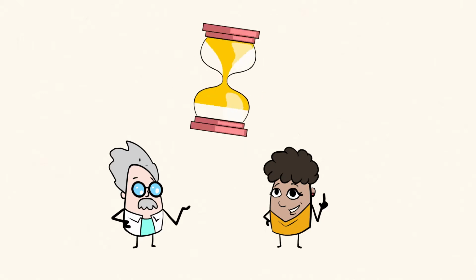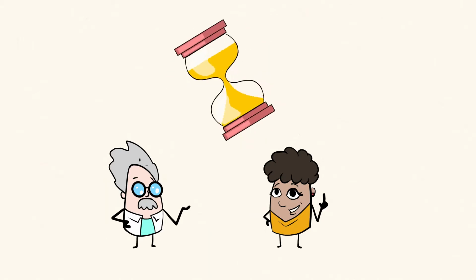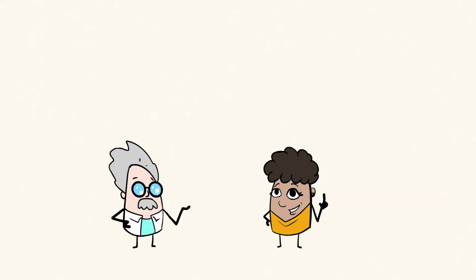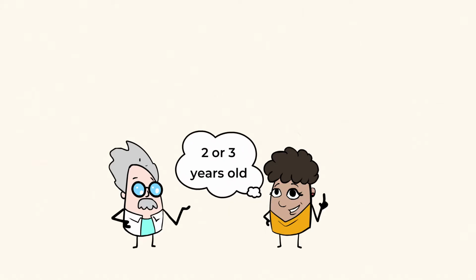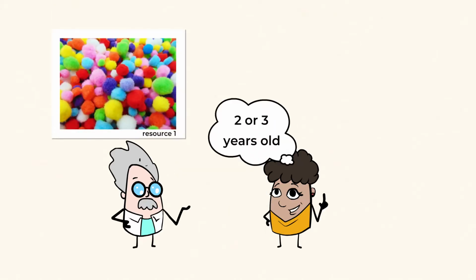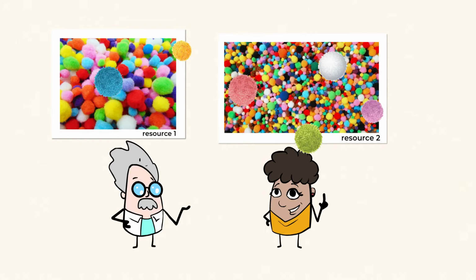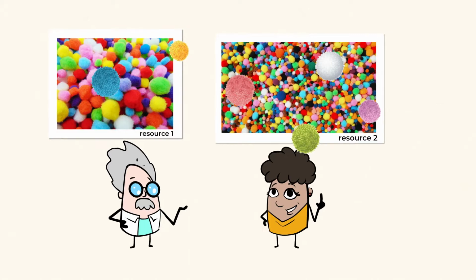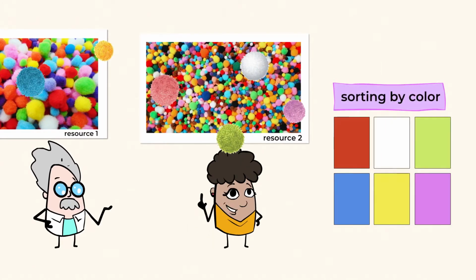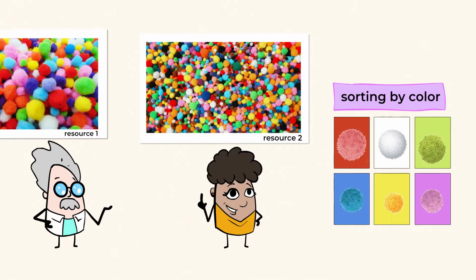Today we're going way back to when you were a little kid. Can you remember when you were 2 or 3 years old? Well, imagine that there are some colorful pom-poms around you. And what you need to do is to sort them by color. Of course, red will go here, the blue one's here, and so on.